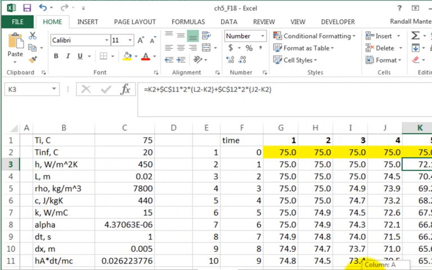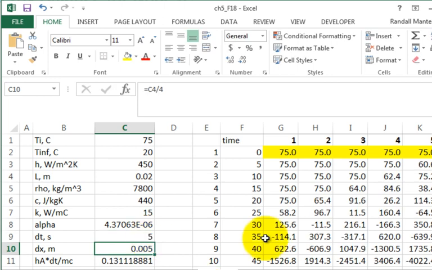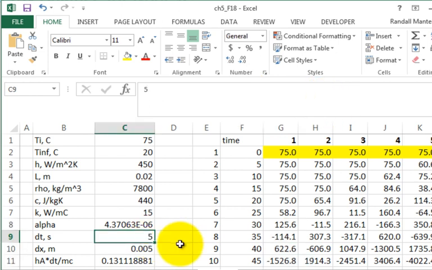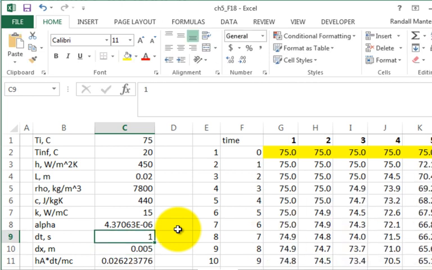Somebody says, look, I really want to do this with a time step of 5 seconds, right? Hey, what's this? Hey, what is that? Hold it, 75, 75, 75, 58, 125, negative 114, 622. Professor, you're teaching us garbage. It only works when it's 1, and it doesn't work if I put in a time step of 5.